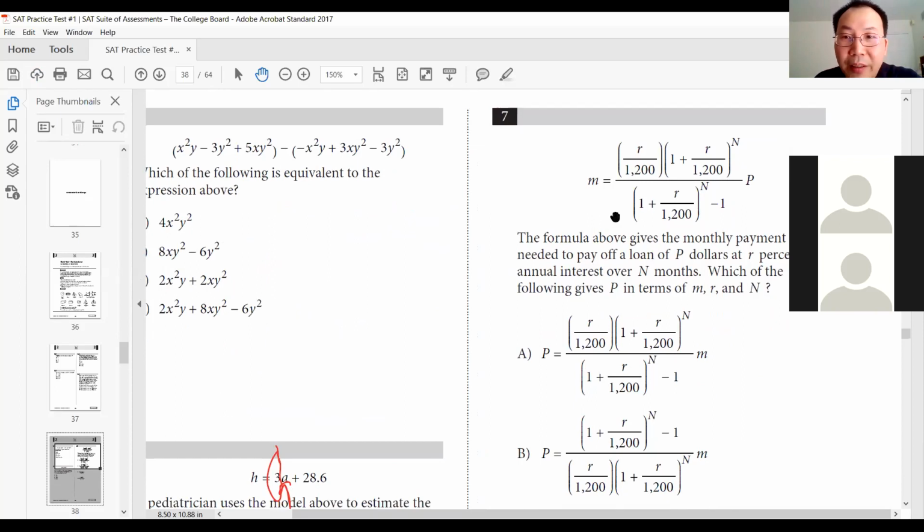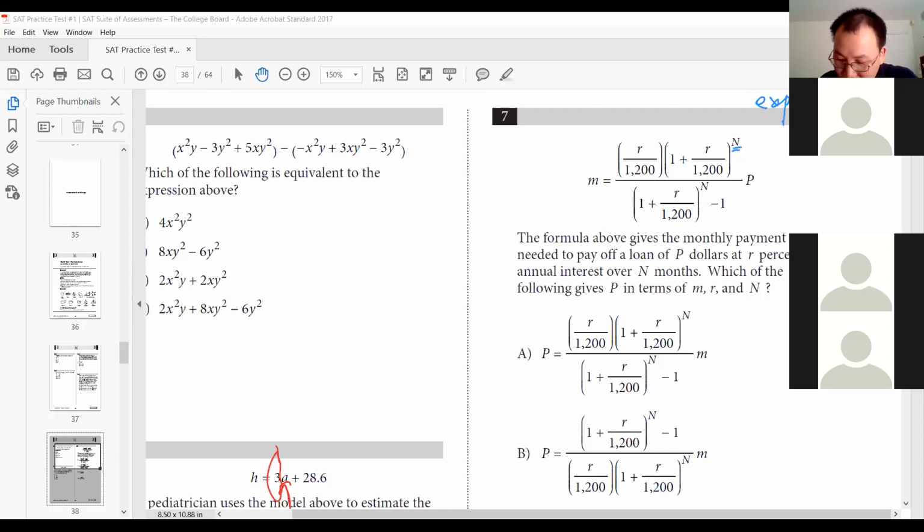So let's move on. Number 7. This is a little bit complex kind of expression with multiple variables here. You can see M, R, N, and P, right? And these kinds of questions are related to the exponent as well, and M and P. So this is really complex. Did you guys ever learn these kinds of exponent expressions? No, I haven't learned it. Yeah. Well, I mean, kind of, yeah.